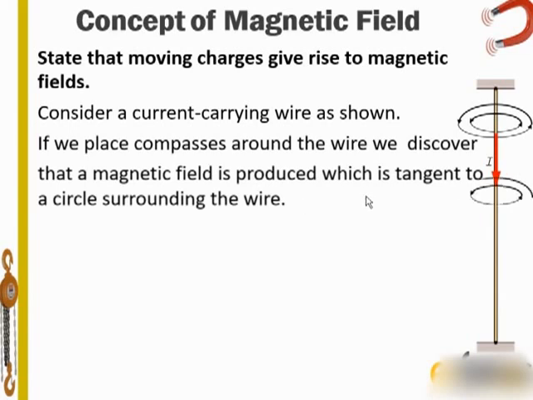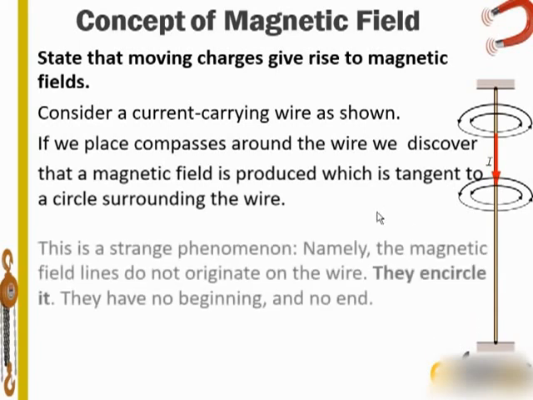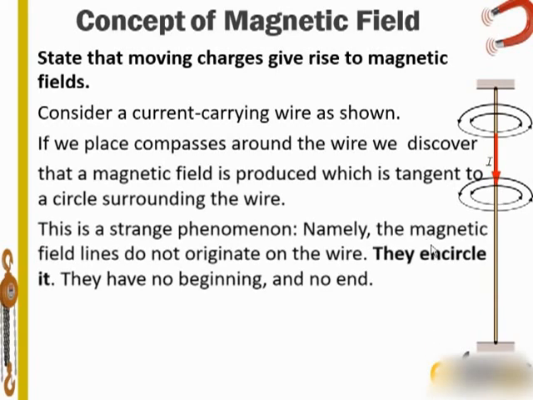And we can see that this particular phenomenon is quite unique in the sense that the magnetic field lines do not originate on the wire. And that's important because what it's telling us is that because the magnetic field lines do not originate on the wire and that they encircle it, it means they have no beginning and they have no end.